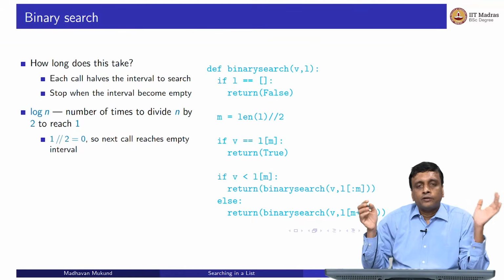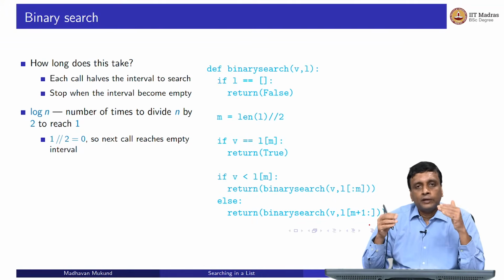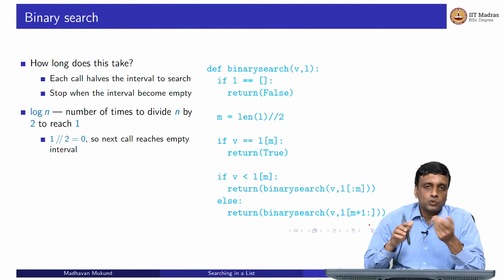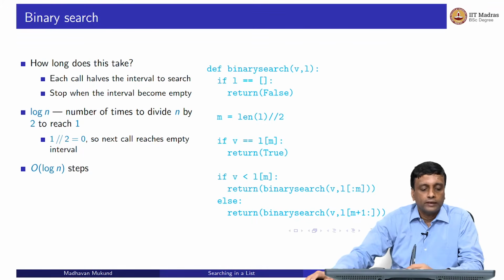Log of n is the number of times you divide n to get 1. And now when I have an interval of size 1 and I divide by 2 again, I get 0, right? So log of n plus 1, but we will ignore the plus 1. So this is going to be big O of log n, right?